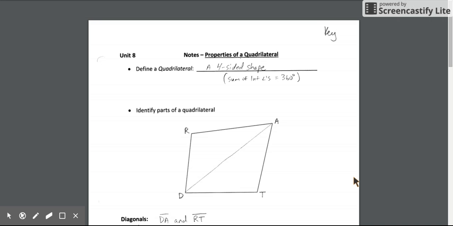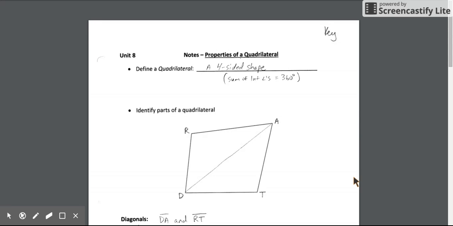In this video, we're going to be talking about properties of a quadrilateral, pieces or parts of a quadrilateral, and then solving for some unknown measures inside a quadrilateral. So the first thing, let's define a quadrilateral. A quadrilateral is a four-sided shape, any four-sided shape.